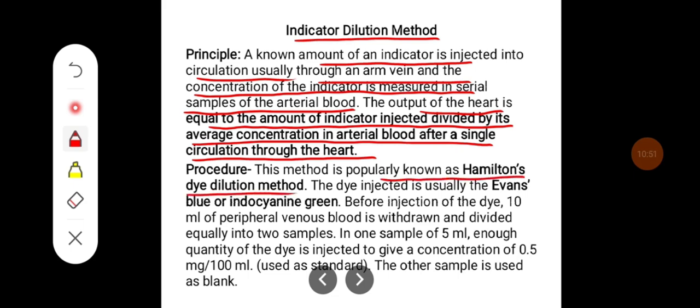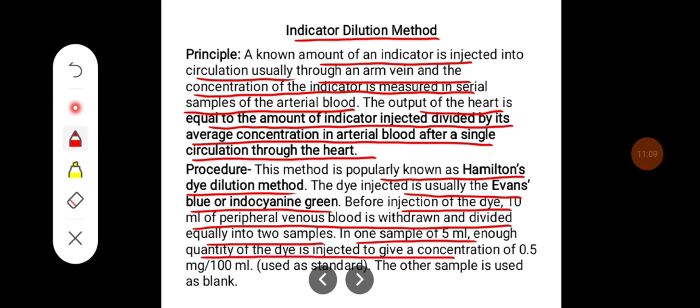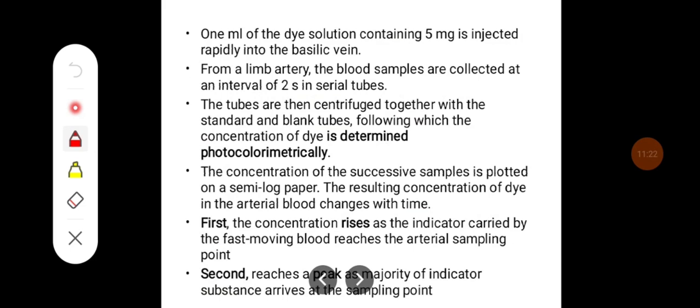The dye injected is usually Evans blue or indocyanine green. Before injection of the dye, 10 ml of peripheral venous blood is withdrawn and divided equally into two samples. In one sample of 5 ml, enough quantity of dye is injected to give a concentration of 0.5 milligrams per 100 ml. The other sample is used as a blank. 1 ml of dye solution containing 5 mg is injected rapidly in the basilic vein.